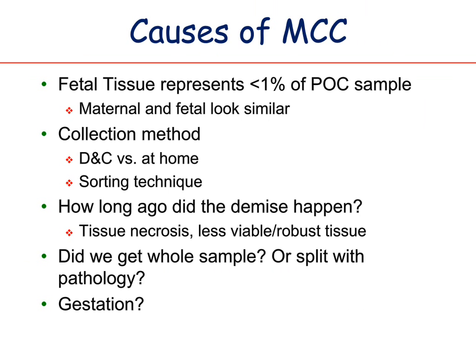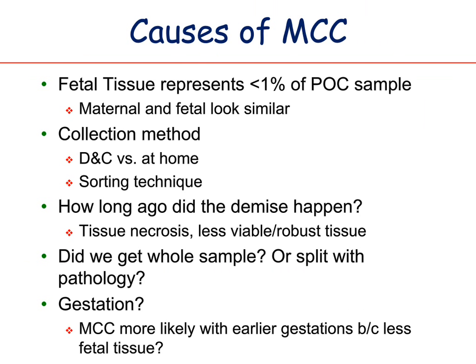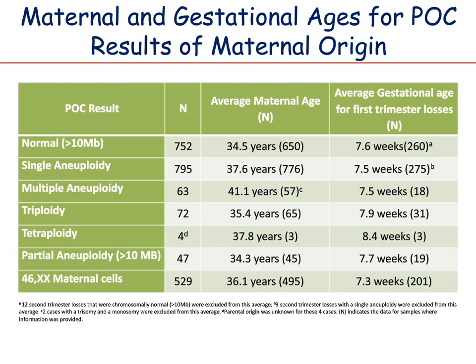And as I showed you in the previous slide, regarding the time of gestation, maternal cell contamination is more likely to occur with earlier gestation because of significantly less fetal tissue. This slide again shows the age effect, and I'll draw your attention to the multiple aneuploidy again, seeing that the average age is well over 40 years of age and highly correlated with multiple aneuploidy.